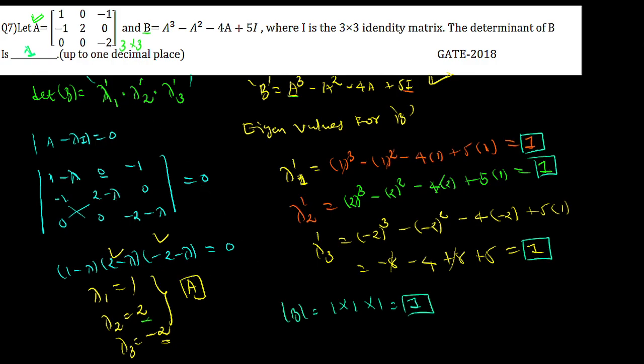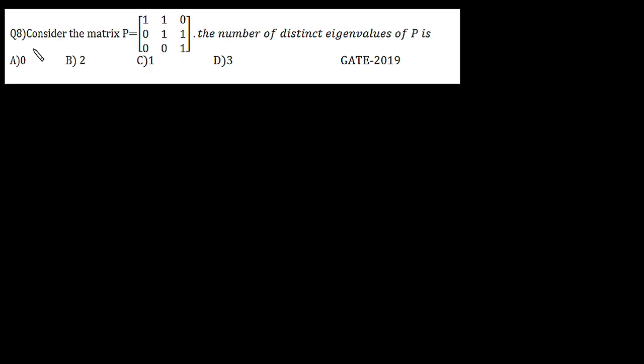Now let's move to our next question. Okay, now let's solve question 8. Question 8 says consider a matrix P. Here again P is a 3 cross 3 matrix. The number of distinct eigenvalues of P is, okay, so they're asking about the number of distinct eigenvalues.